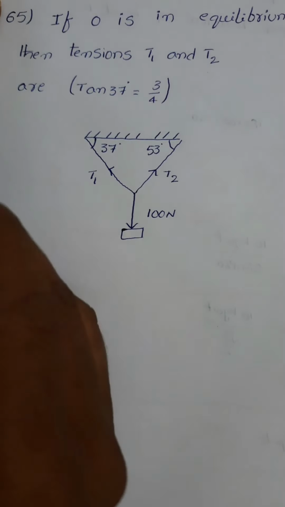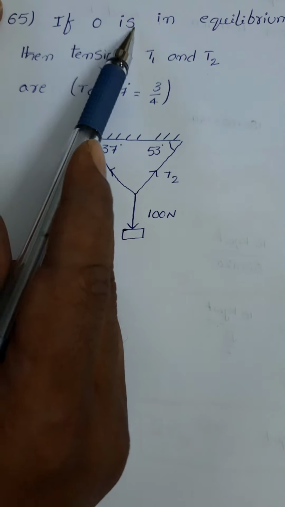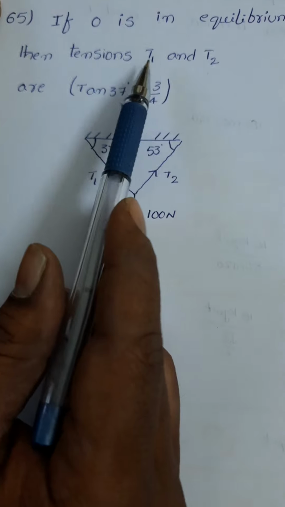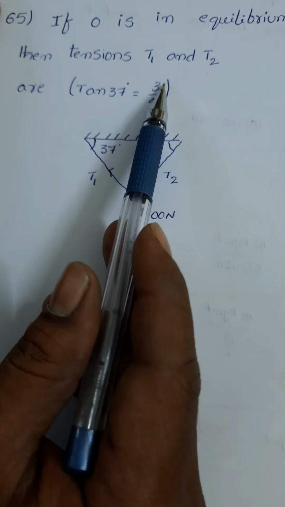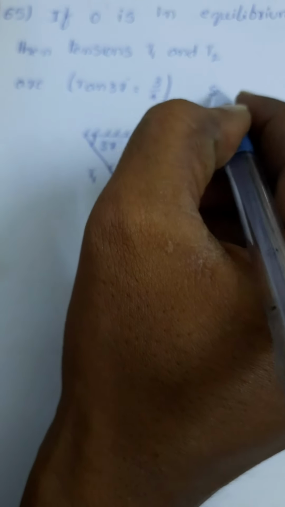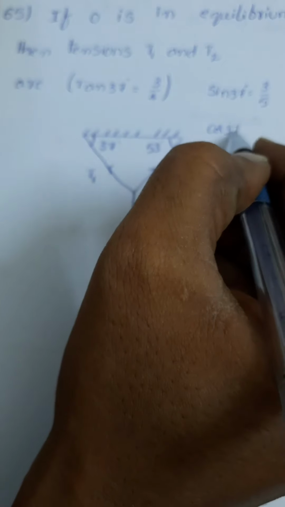Next, problem number 65. If O is in equilibrium, then the tensions T1 and T2 are. Tan 37 degrees is equal to 3 by 4. So from this we can write sin 37 degrees is equal to 3 by 5 and cos 37 degrees is equal to 4 by 5.